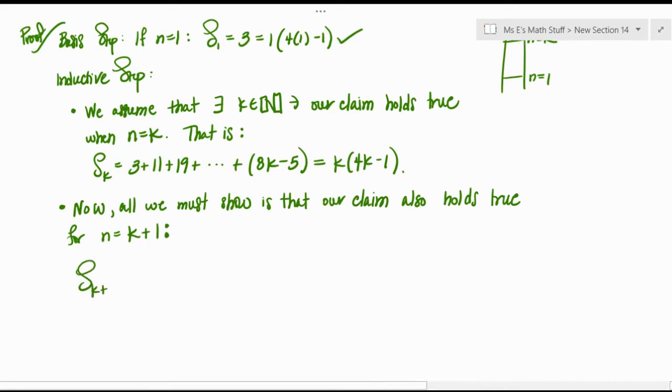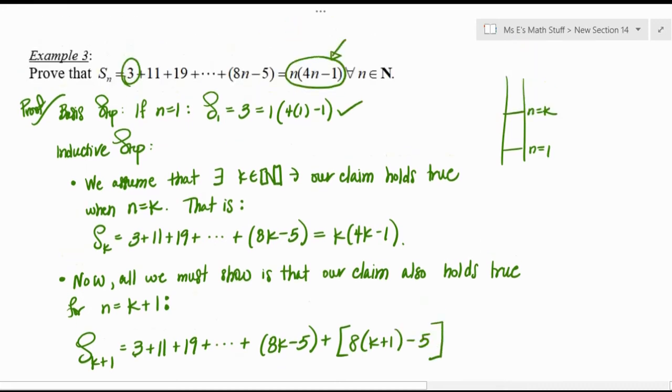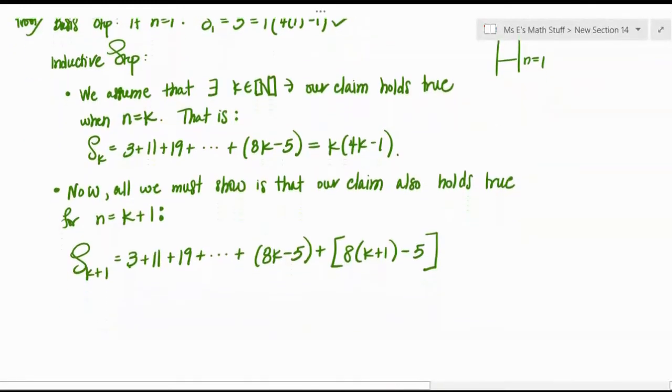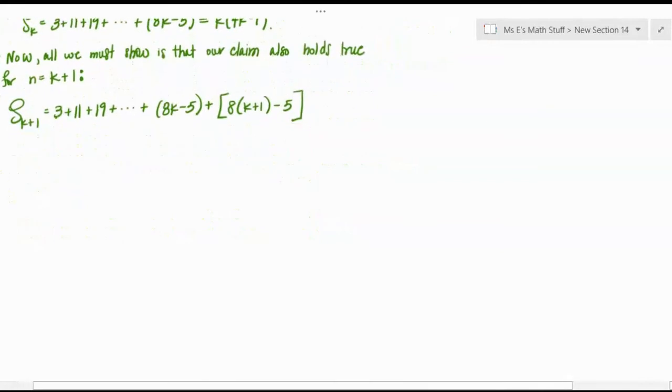So the sum of the first k plus 1 terms, what would that equal? Well, on the term by term side, that would still equal 3 plus 11 plus 19, and you keep adding. The sum of the first k plus 1 terms would still have the kth term in it. It would just also have one more term, the k plus 1 term, and the k plus 1 term would be just 8 times k plus 1 minus 5. Okay, how did I get that? You could go right here where they have the nth term defined and replace n with k plus 1. It is that easy.